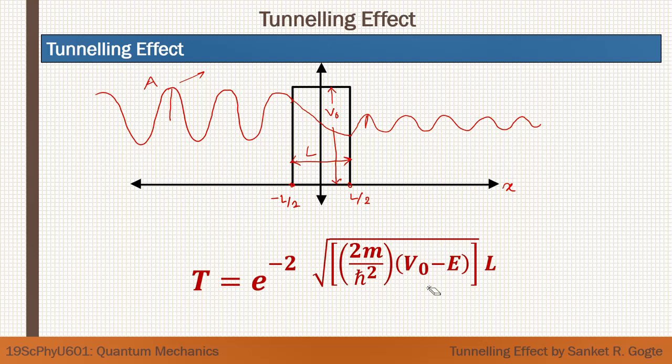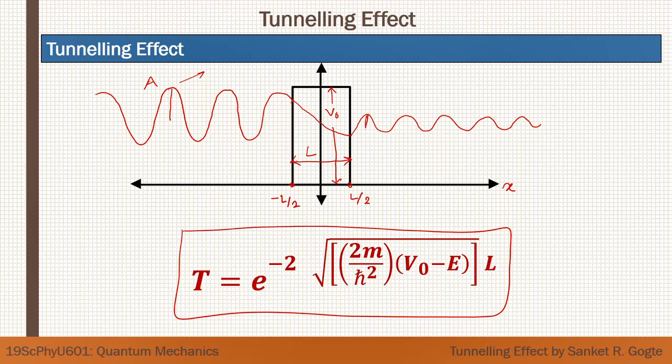And this is a very important result, because you can see here that a slight change in the width or the difference between the energy and the height of the barrier will cause the transmission coefficient to change by a larger value. So the probability of transmission will be very high in that case. And this is the famous quantum tunneling effect, which is the reason for many natural phenomena such as alpha decay, and is also used in engineering applications such as the tunnel diode.